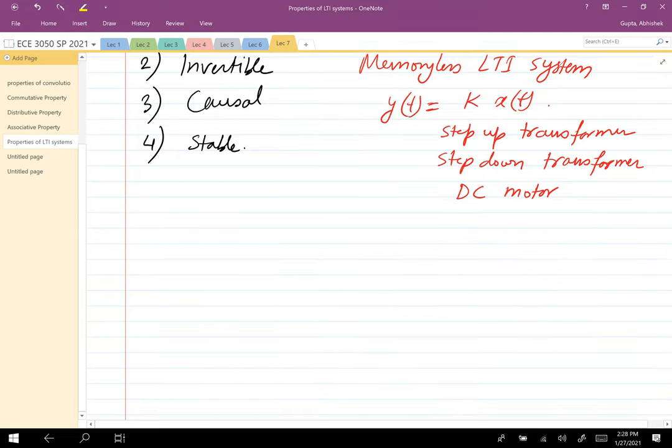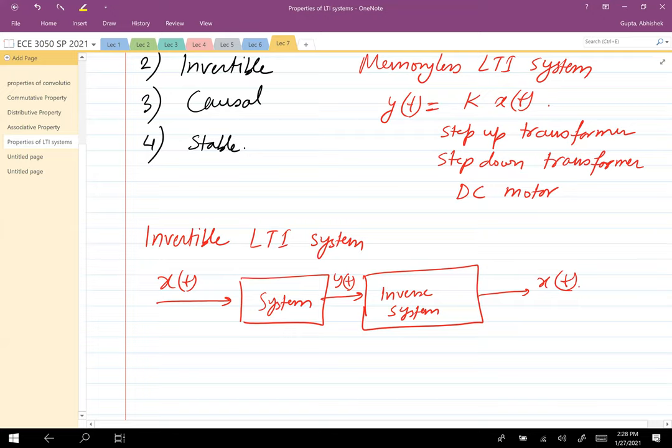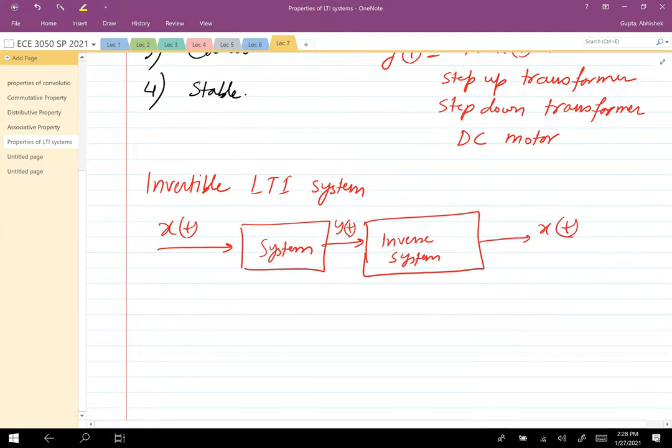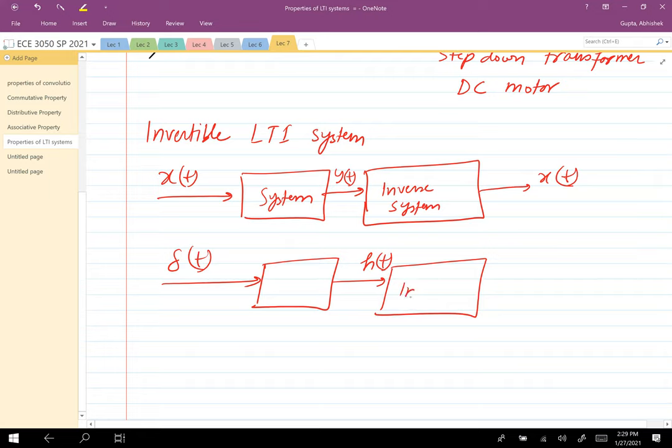Let's look at invertible LTI systems. Remember that in an invertible system, we have the input x of t. We can pass the output of the system to an inverse system to get x of t back. So x of t can be recovered from looking at y of t. So that's an invertible system. By a simple analogy, I can give it an input delta t, my output is h of t. I have this inverse system, and I would like to recover delta t.